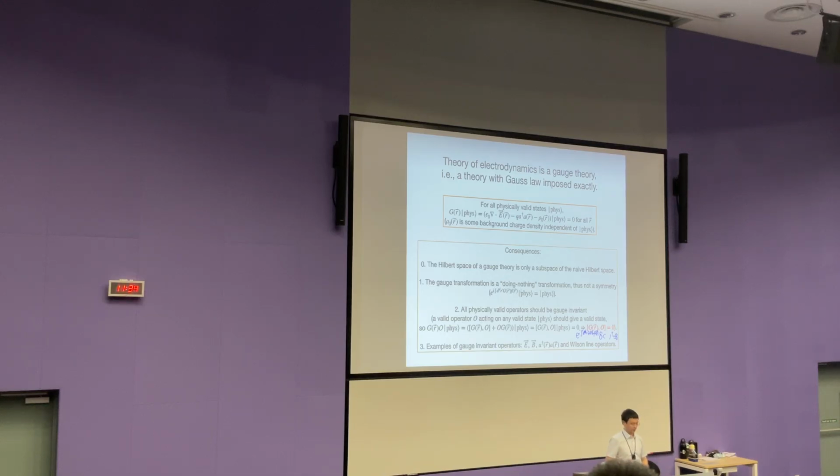So this is the structure of quantum gauge theory. It's really more important than any Hamiltonian of the gauge theory. This is the most important part of a quantum gauge theory. Gauge theory is a theory where Gauss law is imposed exactly. Okay, that's what I want to talk about. Any questions?